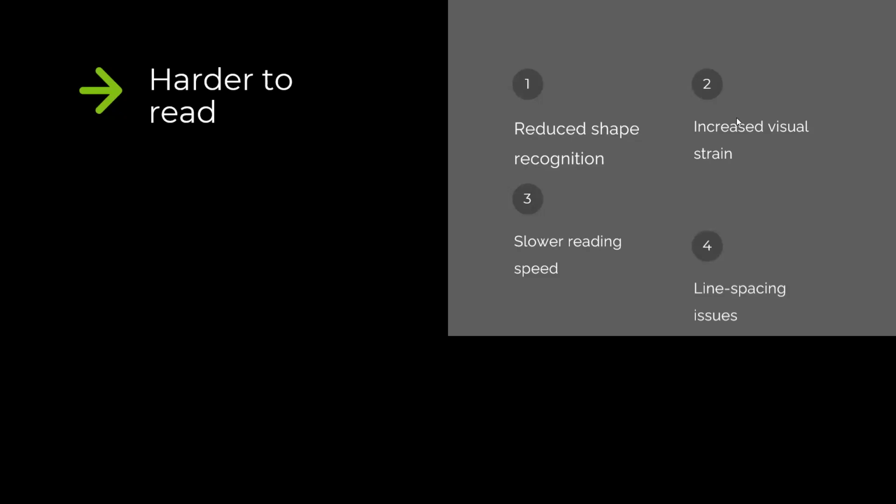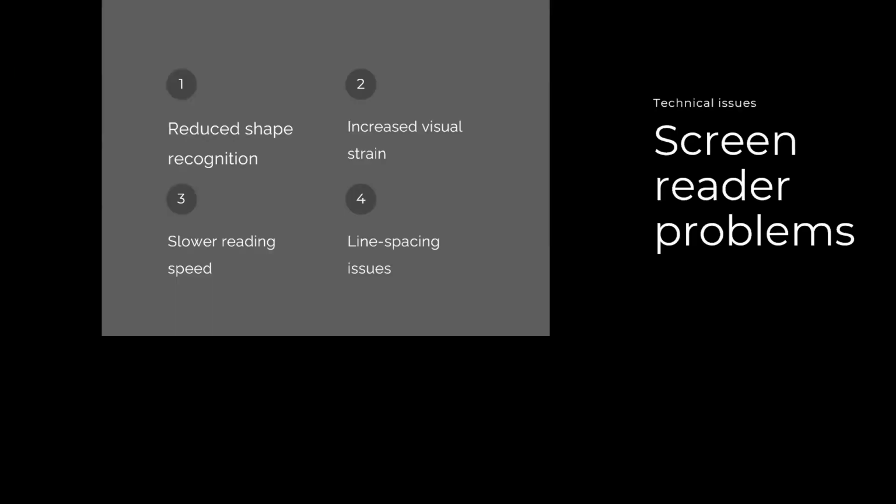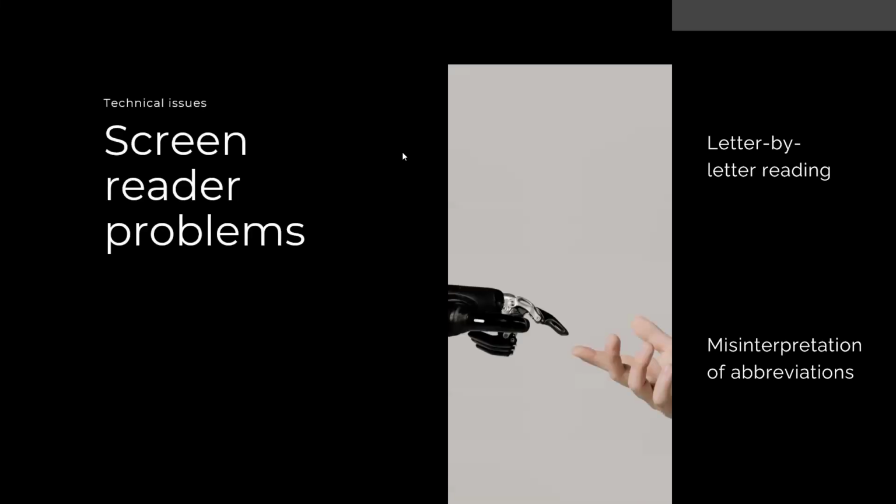Number one right there is kind of the foundation a lot of the other problems rest on, which is reduced shape recognition. Because when you have something in all caps, all the letters are the same height. Generally, they're the same width. The line spacing is the same. And it gets harder to differentiate, especially for people with low vision, what letter is different, even when they're right next to each other. So that's a problem. And then what that does is it leads to things like increased visual strain, slower reading speed, line spacing issues. Not good. So as much as we might want to use all caps to differentiate things, it's not a great way to manage it.